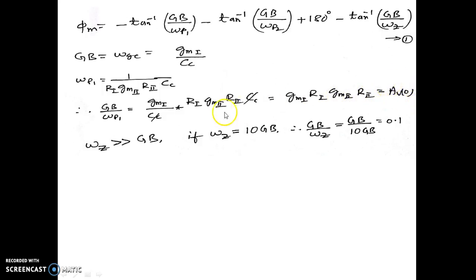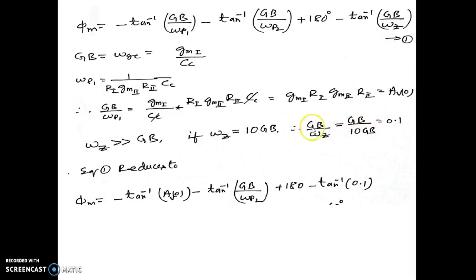This is known as the DC gain, and we are assuming that the zero is located far away from the gain bandwidth. If the location of the zero, omega Z, happens to be 10 times the omega GC, that is the gain bandwidth, then the ratio of GB by omega Z is GB by 10 times GB, which is 0.1. So this equation, which is in terms of GB by omega P1, GB by omega P2 and GB by omega Z, reduces as follows.